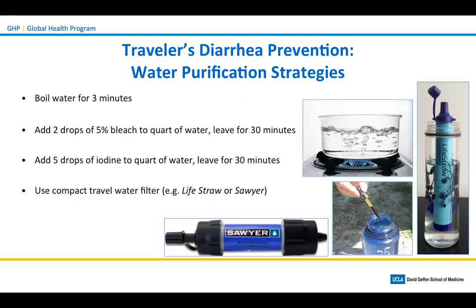In terms of water purification strategies, there are several. So one is to boil water for 3 minutes. Another is to add 2 drops of 5% bleach to a quart of water and leave it there for 30 minutes. Another option is to add 5 drops of iodine to a quart of water and leave for 30 minutes. And the last is to use a compact travel water filter, for example, the Life Straw or Sawyer, which are pictured here.